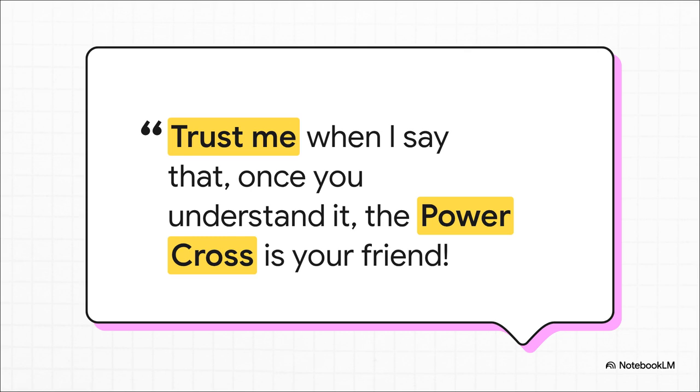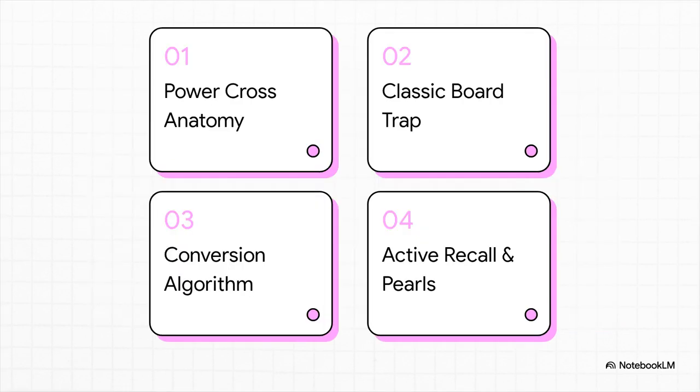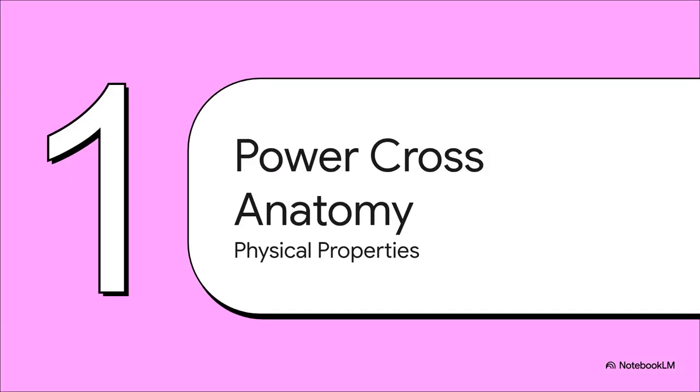Let's get into it. Here's our quick roadmap for today. 1. The power cross anatomy. 2. The classic board trap. 3. The conversion algorithm. And finally, 4. Active recall and pearls. All right, let's dive right into Section 1, the power cross anatomy, where we'll look at understanding the actual physical properties.